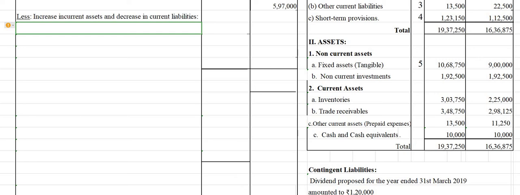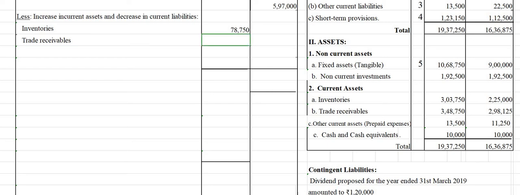First of all, let us write inventory. How much has it increased? It increased from 2,25,000 to 3,03,750. So 78,750 is the increase. Now trade receivables. Trade receivable increased by 50,625.